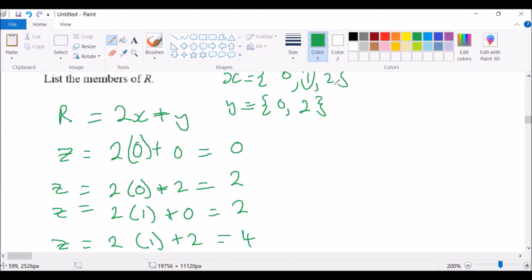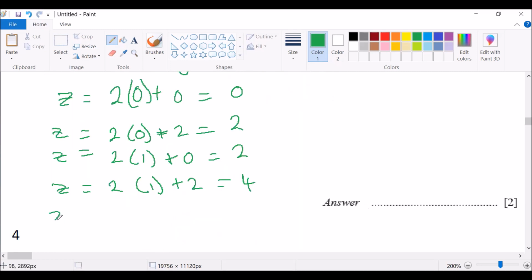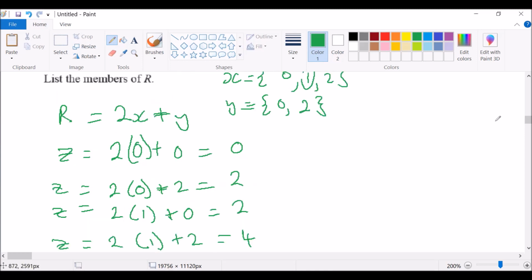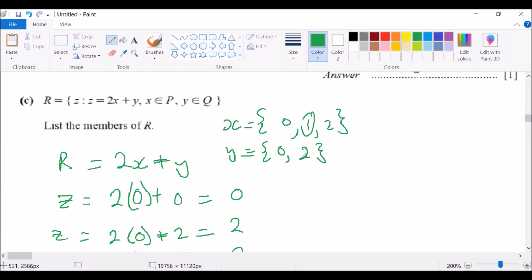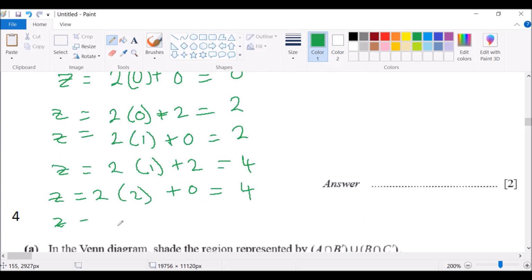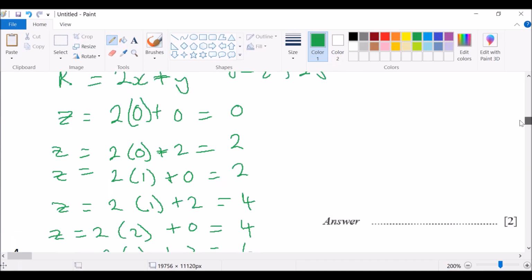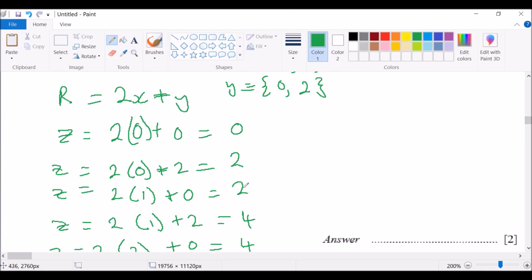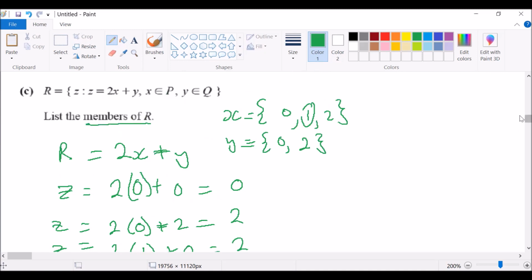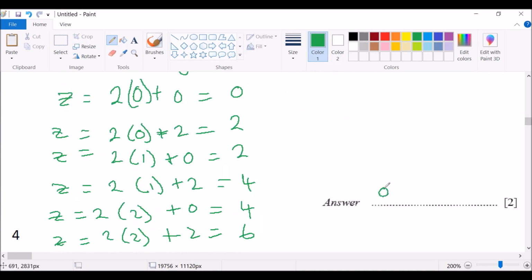Now we go on to X being equal to 2. When X is 2 and Y is 0, Z is equal to 2 times 2 plus 0, which gives us 4. When X is 2 and Y is 2, Z is equal to 2 times 2 plus 2, which gives us 6. Members of a set are only nominated once. If we have double entries like this, we just take them once. These are all the members of R, so we have 0, 2, 4, and 6.